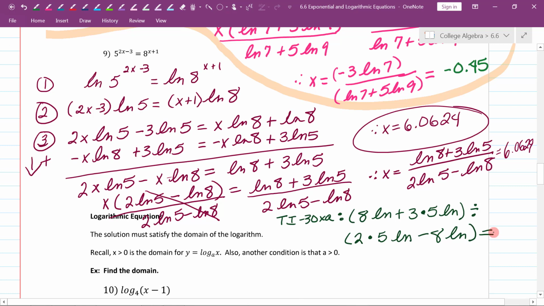Okay, so the final answer is right here. Therefore, x is equal to 6.0624. So if you've put this in your calculator, it will equal 6.0624.